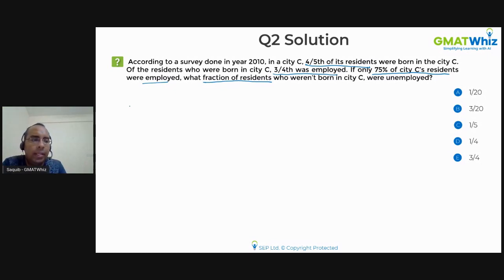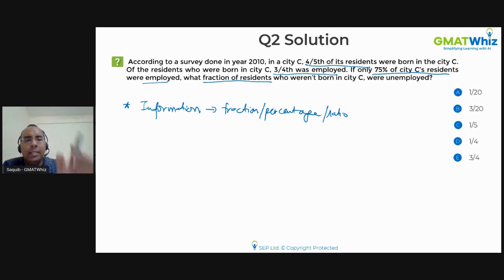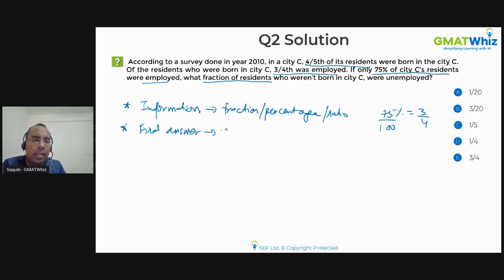So the rule is something like this. If every piece of information that is given in the question is in the form of a fraction or a percentage, or a ratio also, understand percentage and fraction are interchangeable. 75% basically means 3/4, right? 75% is 75/100. So if all the information that is given in the question is in the form of a fraction, percentage, or ratio, and the final answer they are asking for is also in terms of a percentage or a fraction or a ratio, whatever, then in that case, feel free to use numbers.